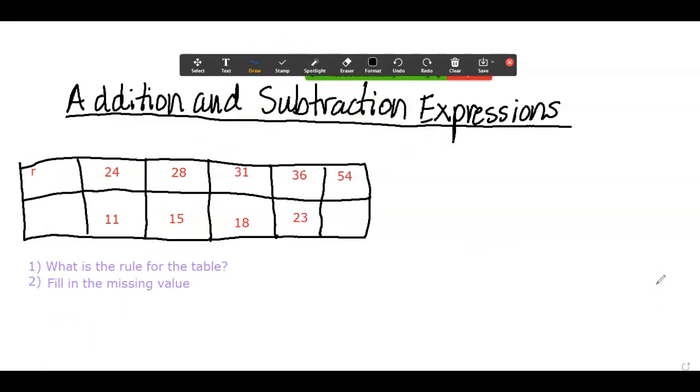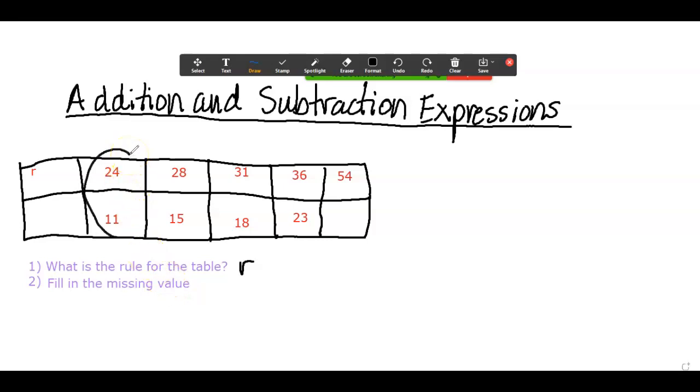For this table, they're not really giving us a context this time. All I know is that my variable is R. I don't know if this is test questions or sale price or anything like that. I don't know what the story is behind this, but I can still answer these questions without having a story. So the question is, what is the rule for the table? Okay, so something is happening to R. Something is happening to these numbers to get these numbers. Then after we do that, we'll fill in the missing value.